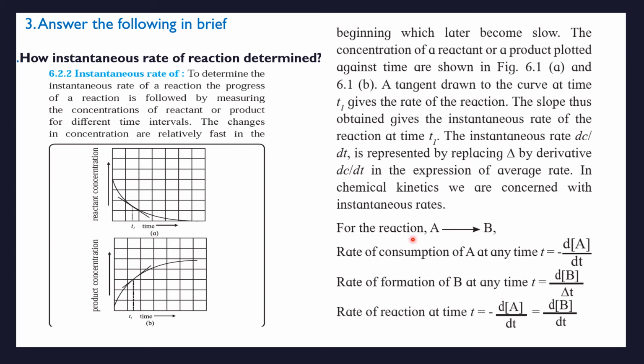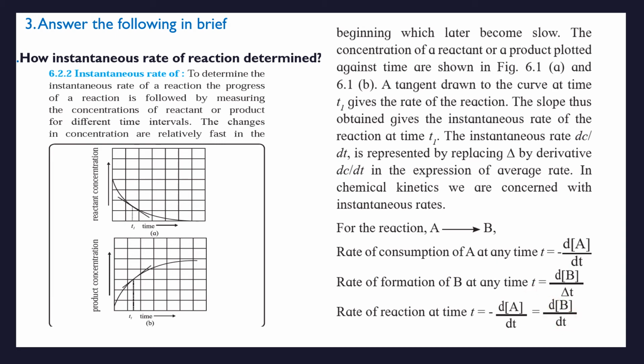For the reaction A gives B, rate of consumption of A at any time t is equal to minus dA upon dt. Rate of formation of B at any time t is equal to plus dB upon dt. So rate of any reaction at a time t is equal to minus dA upon dt, which is equal to plus dB upon dt.